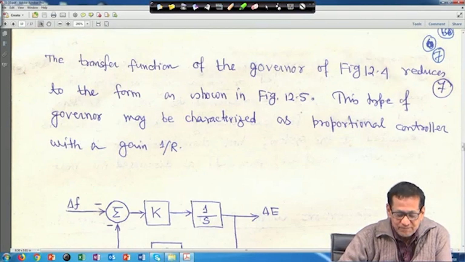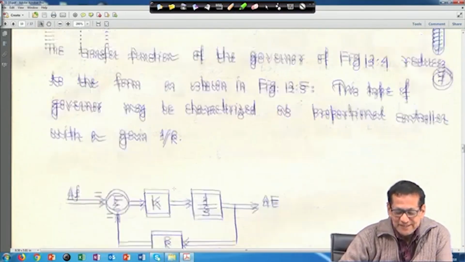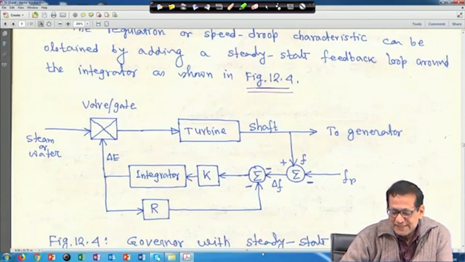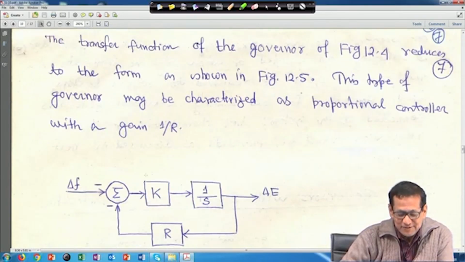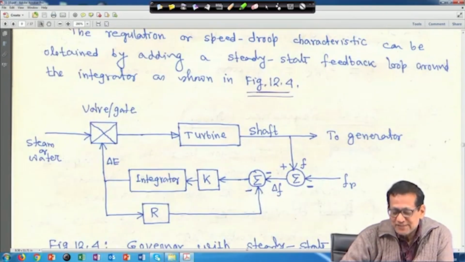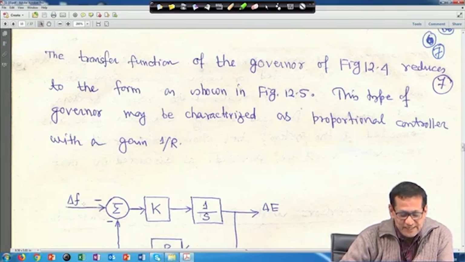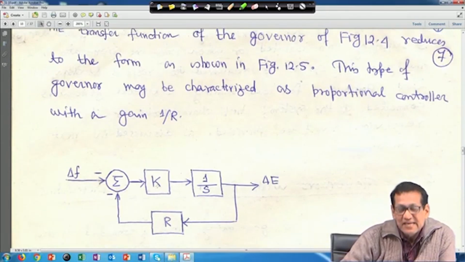So, this is what I told you: this is delta f, and this is the K integrator, that is 1 upon s. If you look at the feedback, delta f has a minus sign here, and R also has a minus sign here. Then there is the gain K and the integrator 1 upon s, and this is delta E. From here the output R is fed back.